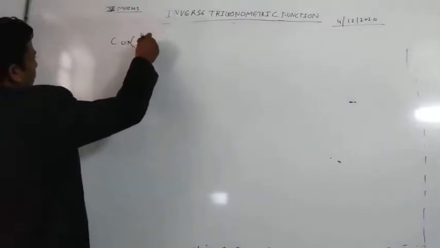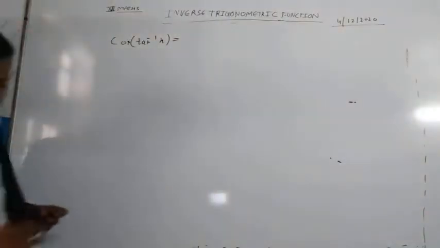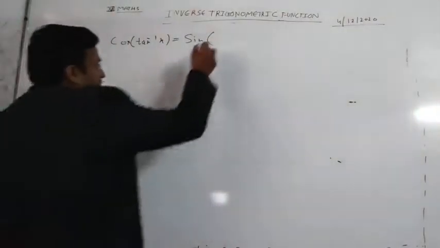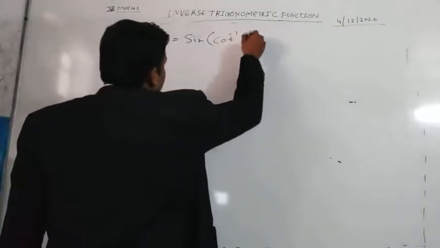Our next question is: solve cos tan inverse x is equal to sin cot inverse 3 by 4. We have to solve this and find the value of x. Okay.